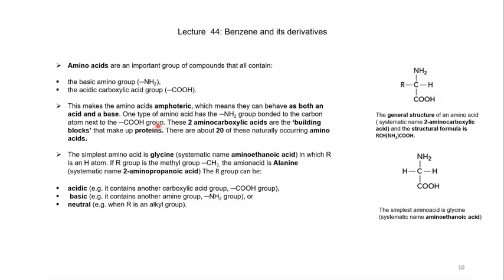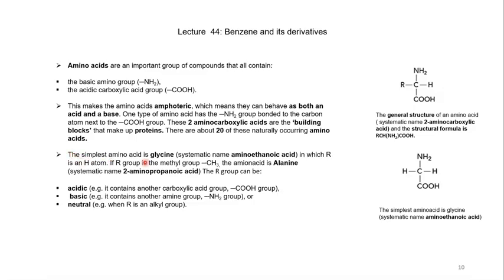Okay, then one type of amino acid has the amino group bonded to the carbon atom next to the carboxylic group. We call this one a 2-aminocarboxylic acid, and this is what we mentioned before, the building blocks of proteins. These amino acids are the building blocks of proteins, and there are at least 20 naturally occurring amino acids. So we have to know how to name these amino acids.